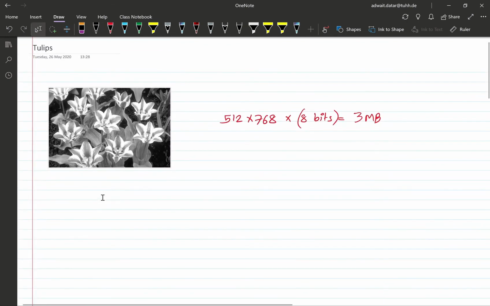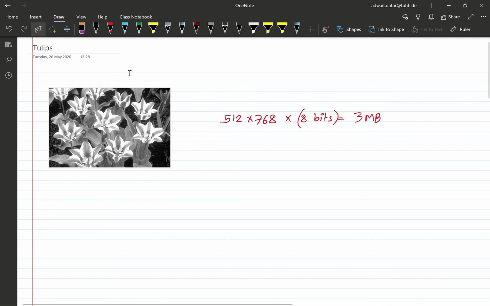Now let's look at a more realistic example. You can download an image. You can play with any image of your own choice. I just downloaded this default MATLAB image. This is a 512 by 768 pixel image. Each pixel is represented by 8 bits, so that leads to about 3 megabytes of data.